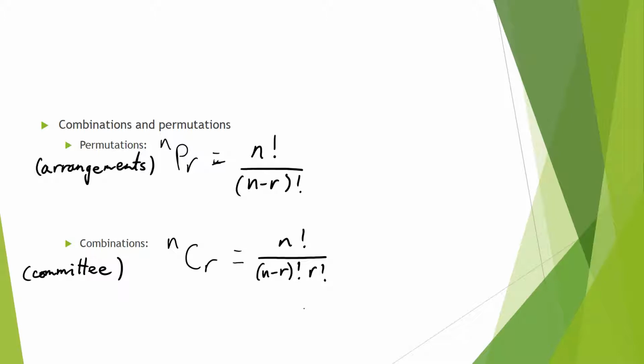One more thing with combinations. The other way to write it out is putting it inside a bracket. You write n on the top and r on the bottom.